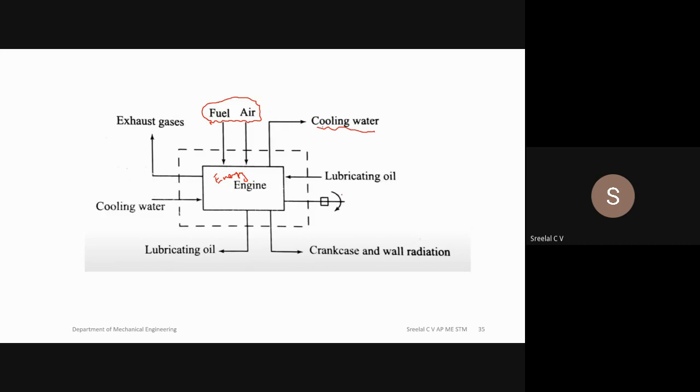The lubricating oil will be given, and it will also take out some amount of heat energy. And there will be the crankcase and wall radiation, which takes place from the indicated power to the conversion to brake power. At that time there will be many losses, and one of the losses there is the crankcase and wall radiation, particularly. Do you understand?